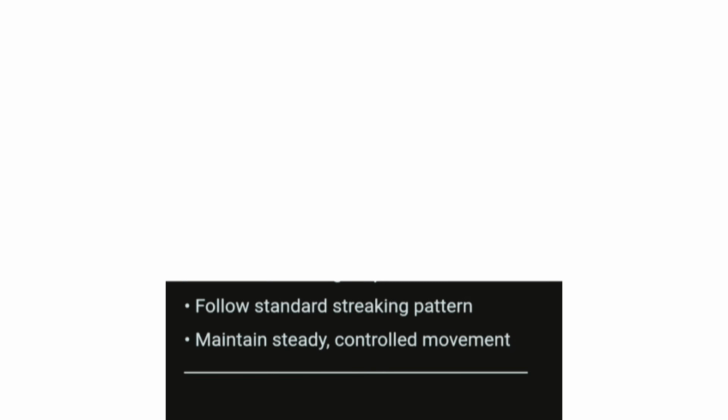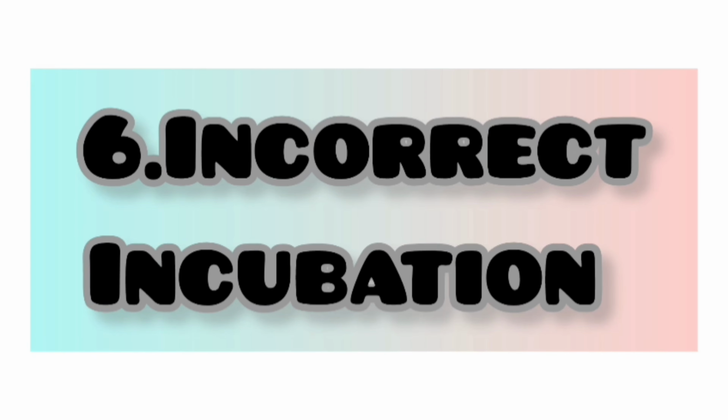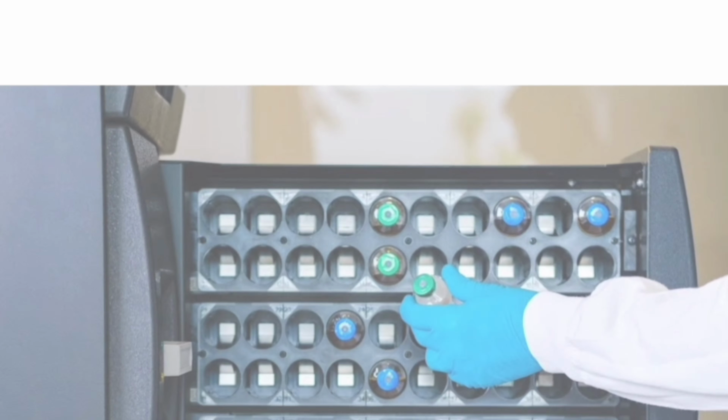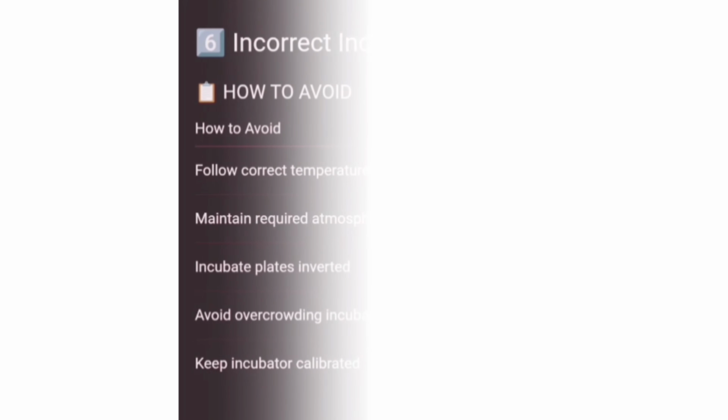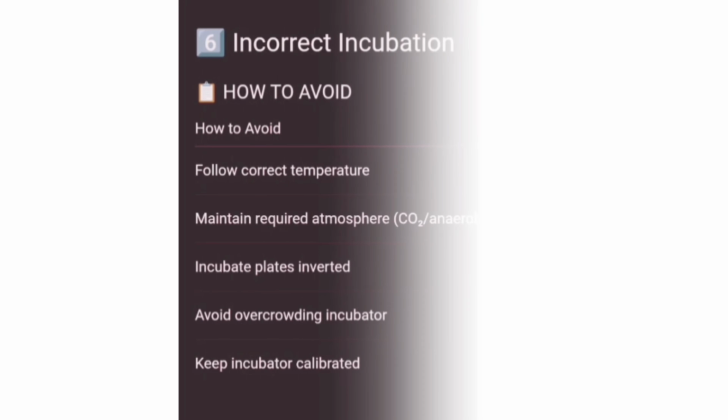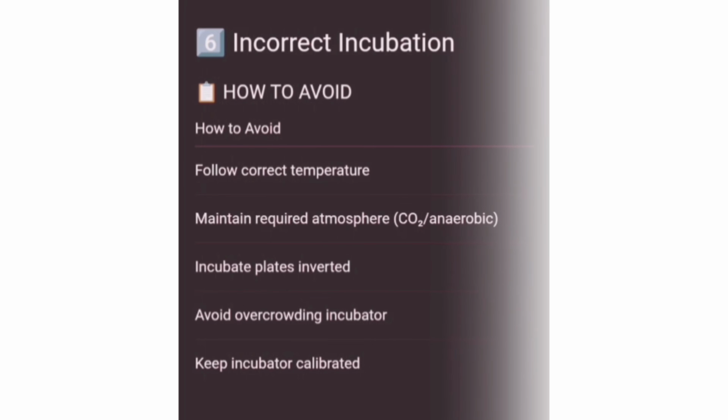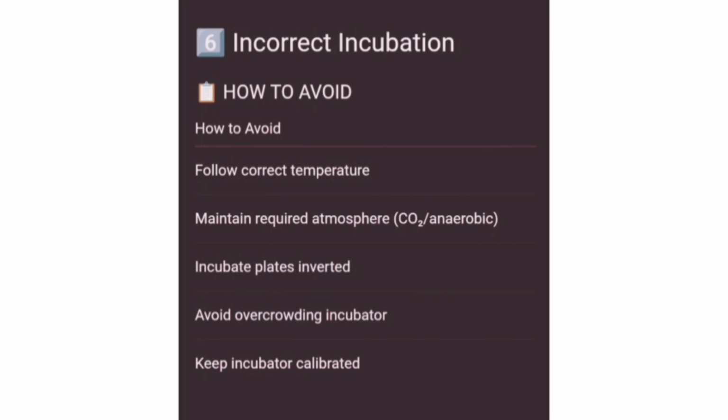Let's move to the mistake of incorrect incubation. Wrong temperature, wrong atmospheric conditions, and inverted position not followed while incubating the plates usually come under incorrect incubation. This can be prevented by following specific temperature guidelines like 37 degrees Celsius, 25 degrees Celsius, using appropriate incubators, carbon dioxide, aerobic, anaerobic based on the sample, and also always incubating the plates in an inverted position.